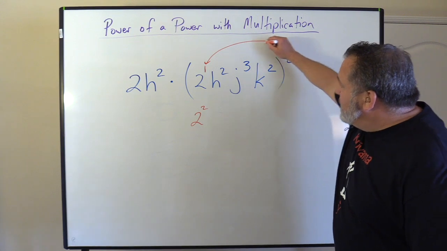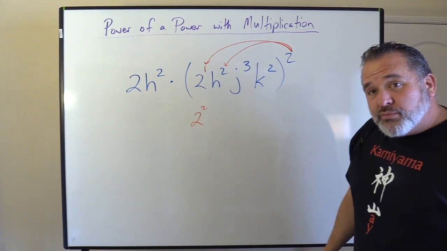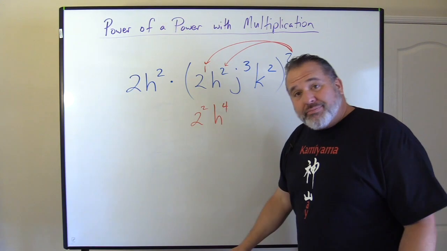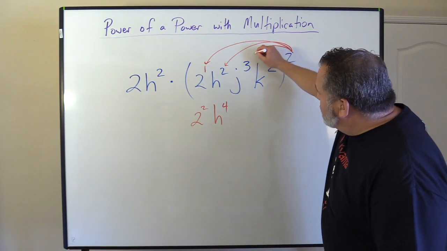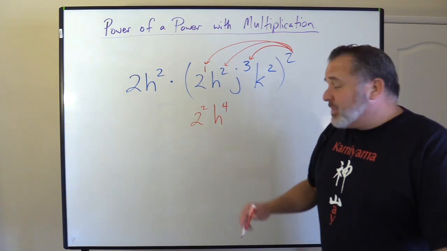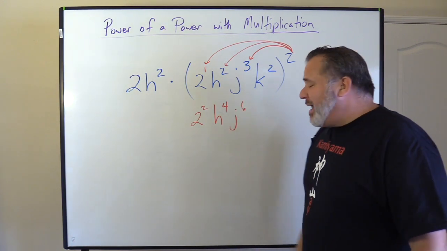Then we take this 2, we distribute to the 2. What's 2 times 2? 4. So we take h to the 4th power. Then we take this 2, we distribute again to this 3. Now what's 2 times 3? 6. So that means it's going to be j to the 6th power.